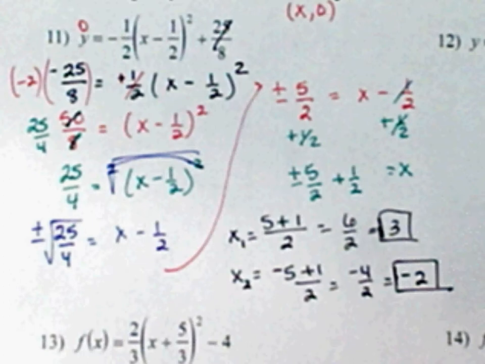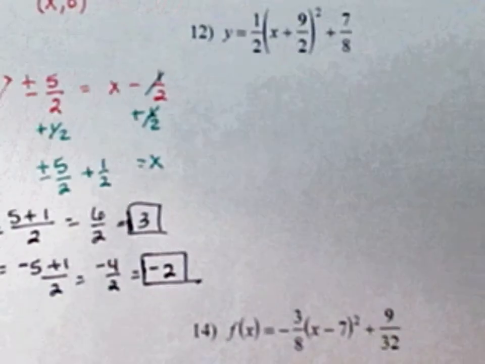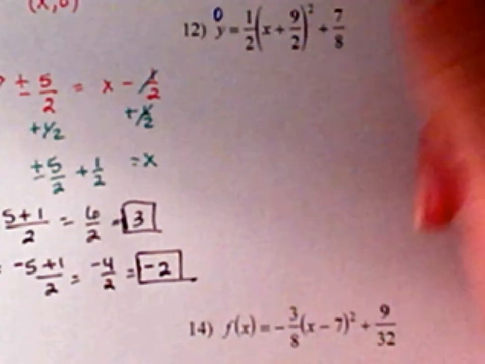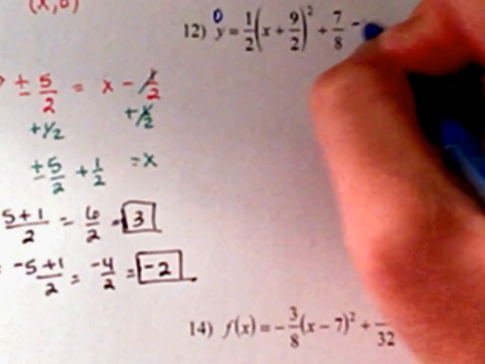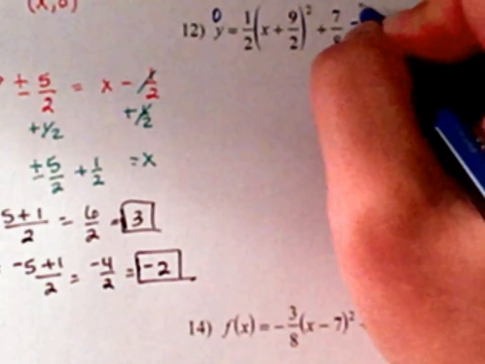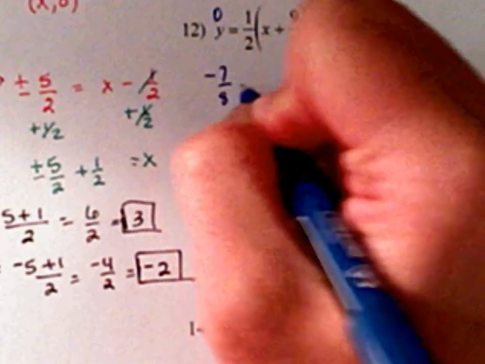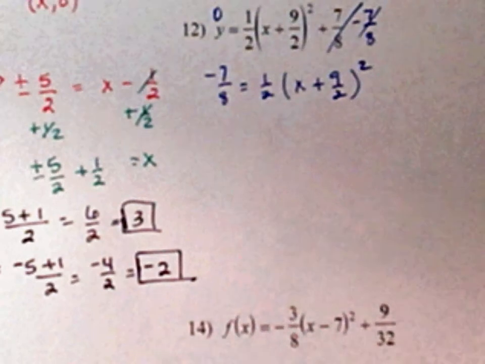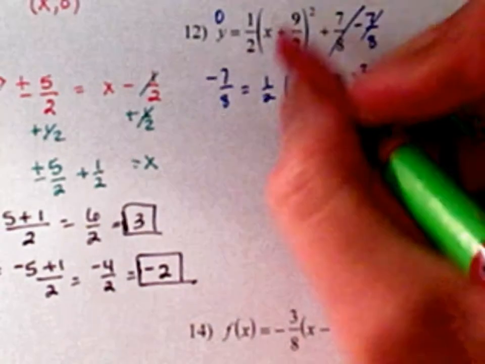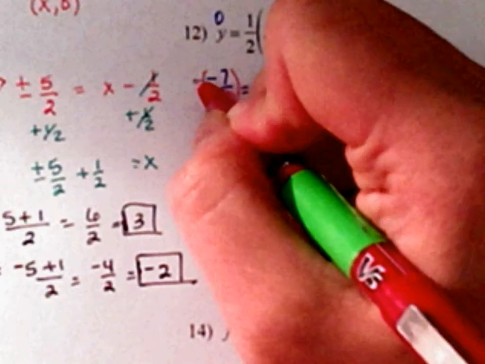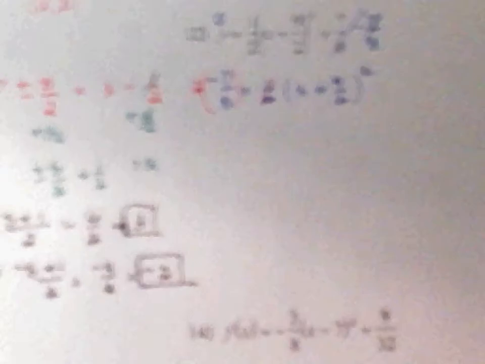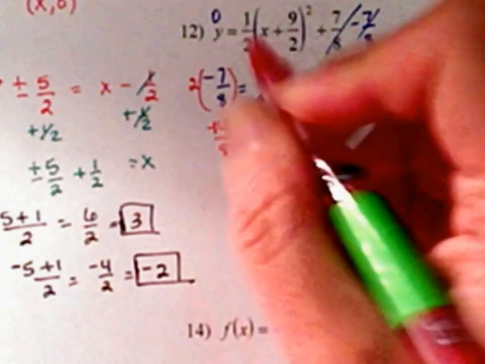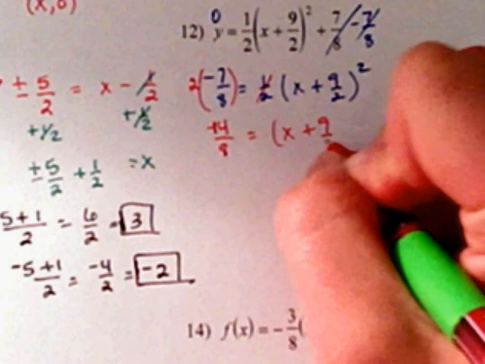All right, number 12. Make that your 0. Now I'm going to rewrite it. I'm going to subtract 7 over 8 from both sides. What you do to one, you do to the other. So you have negative 7 over 8 is equal to 1/2 times (x plus 9 over 2) squared. Divided by 2, the opposite of that is multiplied by 2. So you get rid of that. That gives you negative 14 over 8 is equal to (x plus 9 over 2) squared.